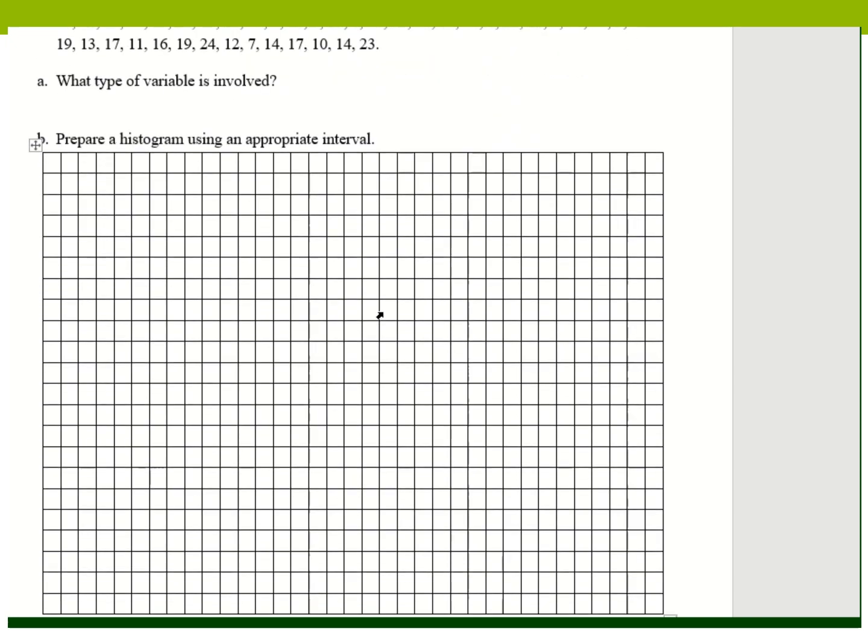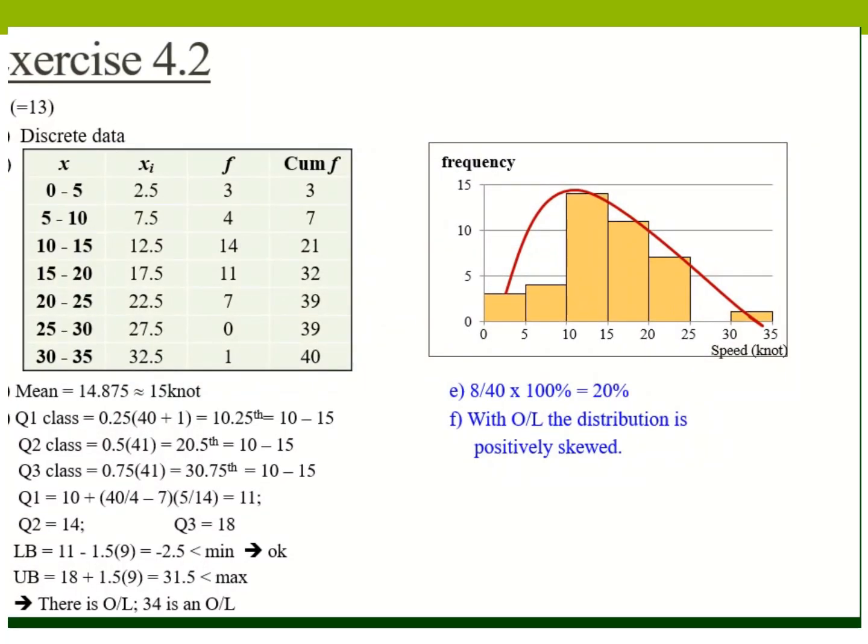So prepare a histogram using an appropriate interval. What I would do is just use my intervals here. Normally in your exam, they won't ask you to find your own interval. So you don't worry. Copy my intervals here. Come up with the midpoint, come up with the frequency because you need to calculate the mean later. And you will need your cumulative frequency. Why? Because you need to find your Q1, Q2, Q3. So just use my intervals and come up with the histogram.